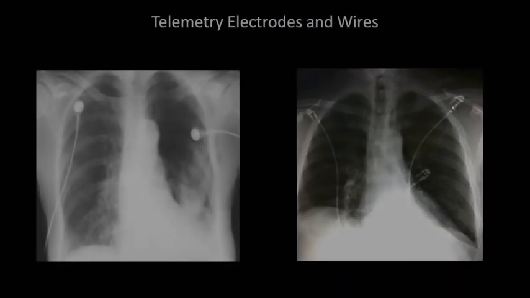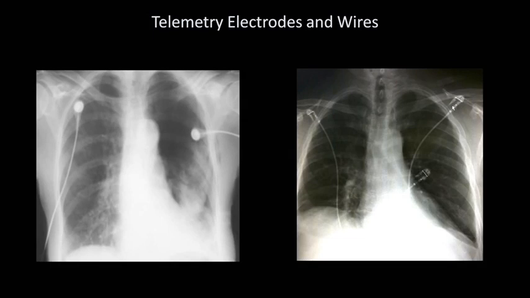And the last on the list of lines and tubes, although they aren't either, are two examples of telemetry electrodes and wires, which have a variety of appearances, but the identification of which is usually quite easy.